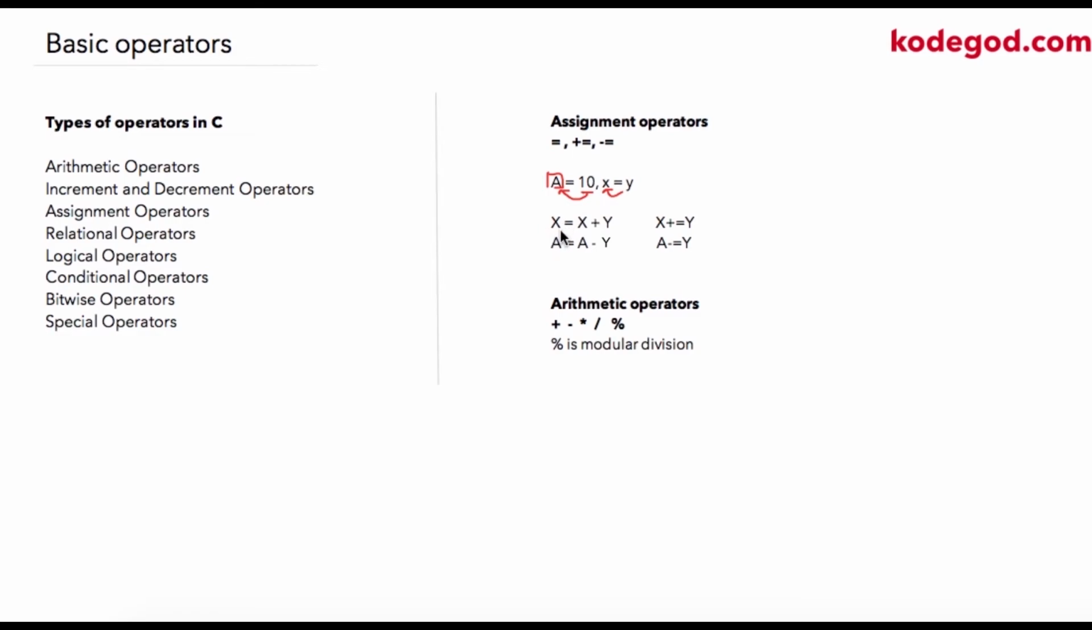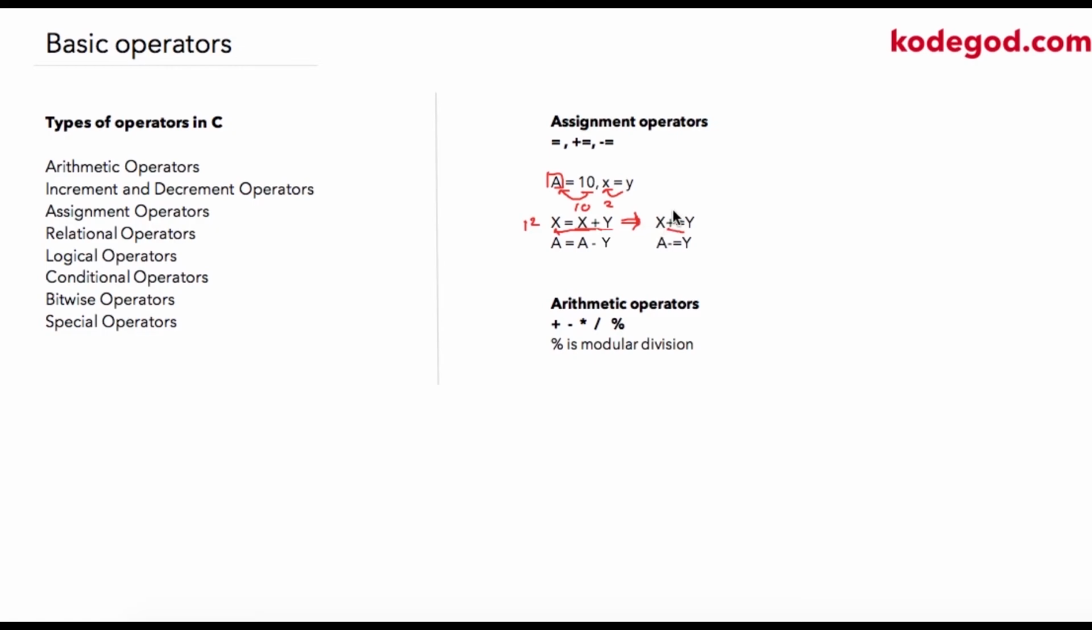The next example is I'm writing x is equal to x plus y. So suppose my y is, let's say, 2 and x is, let's say, 10. So my x will become 12. So this addition will get stored into x. So there's an alternate way in C. Instead of writing x is equal to x plus y, we can use the plus equal to operator. So it works in the same way.